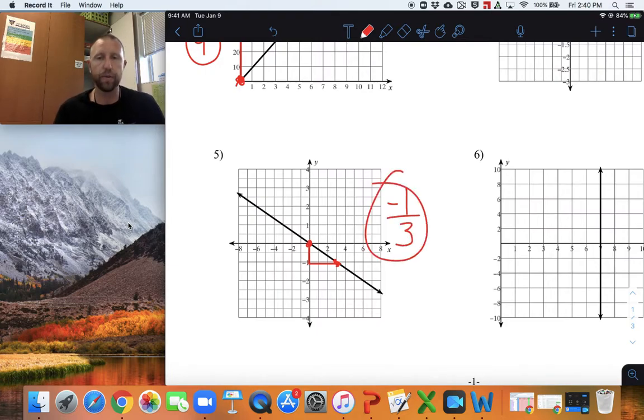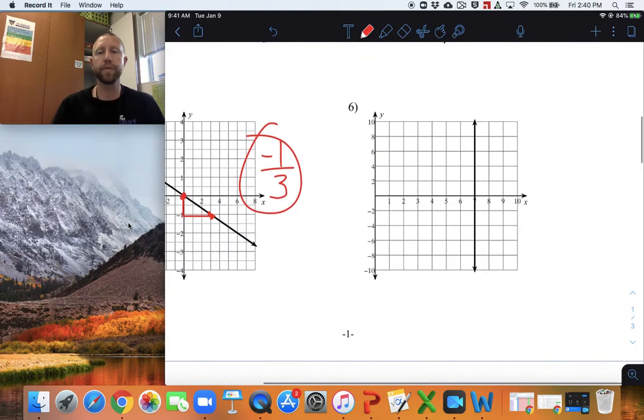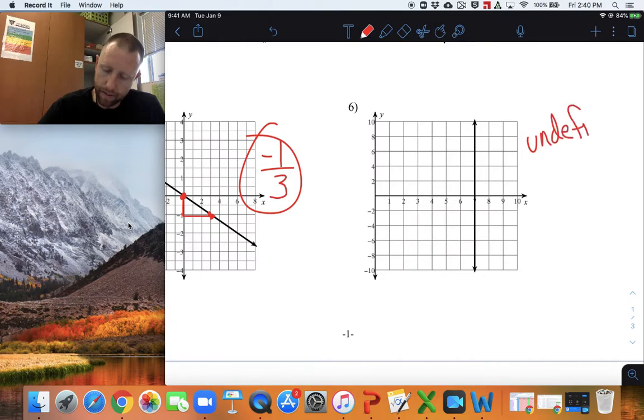So my slope is negative 1/3. And then for number 6, I see I have a vertical line. Back on our notes for 2.1b, we found out that vertical lines have a slope that is undefined.